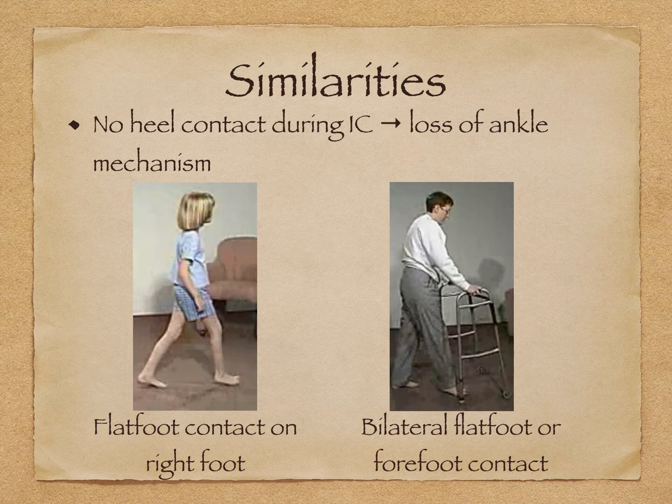Okay, so as you can see here, we have another similarity, that we don't have heel contact during initial contact in the gait cycle. So we do have a loss of the ankle mechanism. On the left-hand side, we have flat foot contact on the right foot. Let's go back. And you can see in the still frame here that we're hitting with a flat foot.